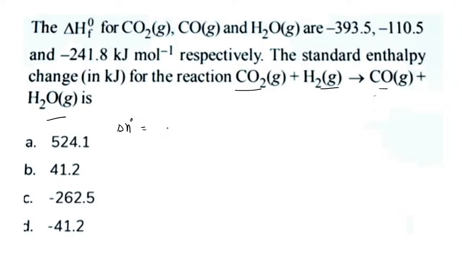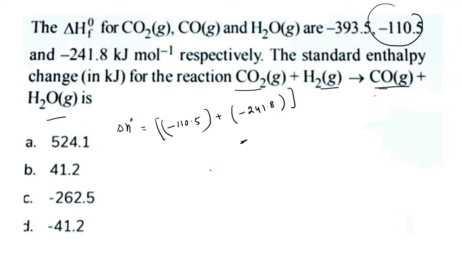So delta H naught is nothing but, right, this is basically for your product, okay? So for product, it's minus 110.5 for CO, and for H2O, it's basically minus 241.8 kilojoules. So you have to just add these two values. So this is for product minus reactants, okay? And in reactants, you have CO2, and for CO2, it's minus 393.5. And H2, it's in elemental state, so this is 0, okay? So just do this and you can get the correct answer.